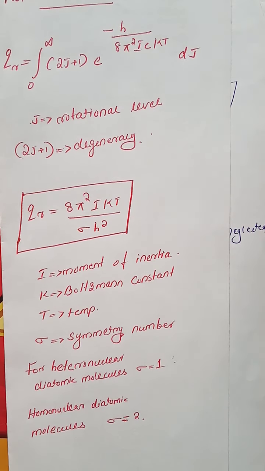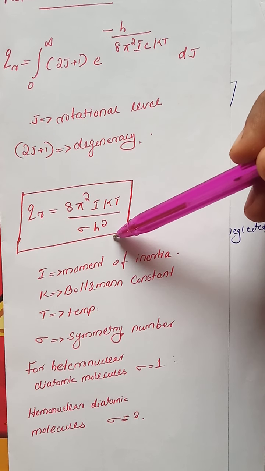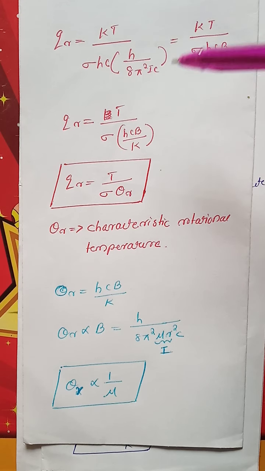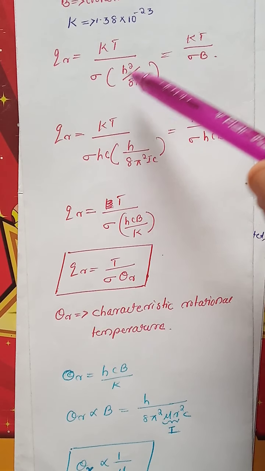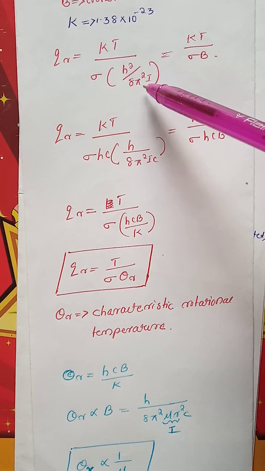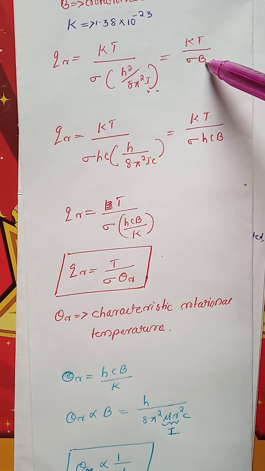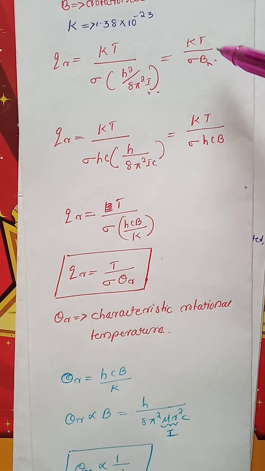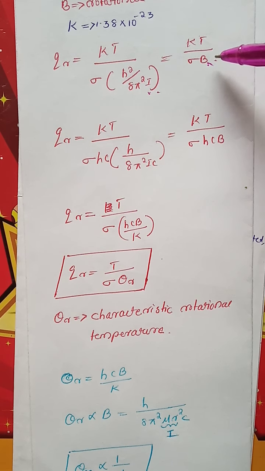2. If we take this 8 pi square I in the denominator, then the equation becomes qr is equal to kT by sigma times h square by 8 pi square I, where h square by 8 pi square I can be written as B. B is called the rotational constant. So our equation becomes kT by sigma B.